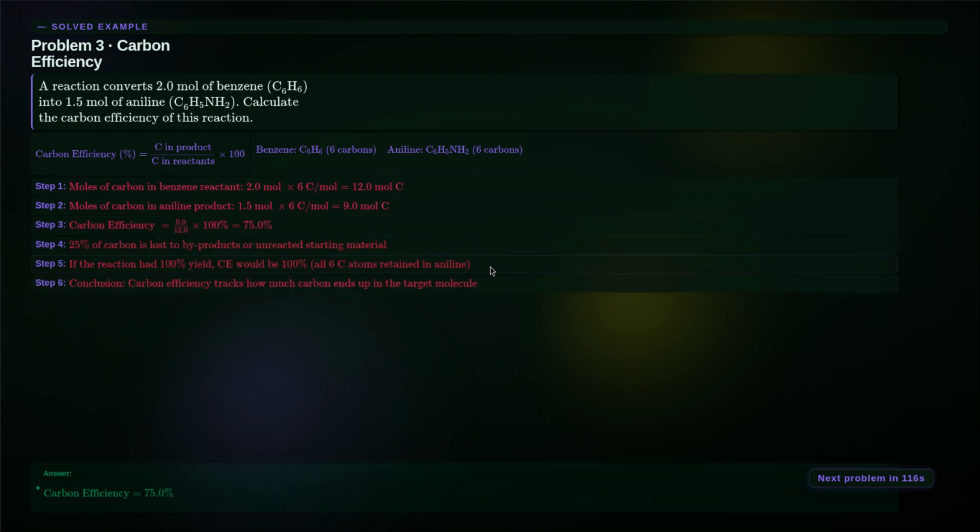Problem 3. Carbon efficiency. A reaction converts 2.0 moles of benzene into 1.5 moles of aniline. Calculate the carbon efficiency of this reaction. Step 1. Moles of carbon in benzene reactant. 2.0 moles times 6 carbons per mole equals 12.0 moles of carbon. Step 2. Moles of carbon in aniline product. 1.5 moles times 6 carbons per mole equals 9.0 moles of carbon.